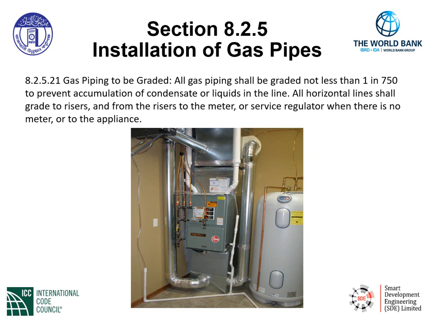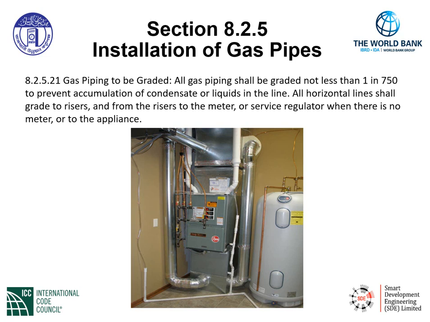8.2.5.21. We need to grade gas piping, ladies and gentlemen. That is, we need to pitch the gas piping according to this section. All gas piping shall be graded not less than 1 in 750 to prevent accumulation of condensation or liquids in the line. All horizontal lines shall grade to risers, and from the risers to the meter or service regulator when there is no meter, or to the appliance.